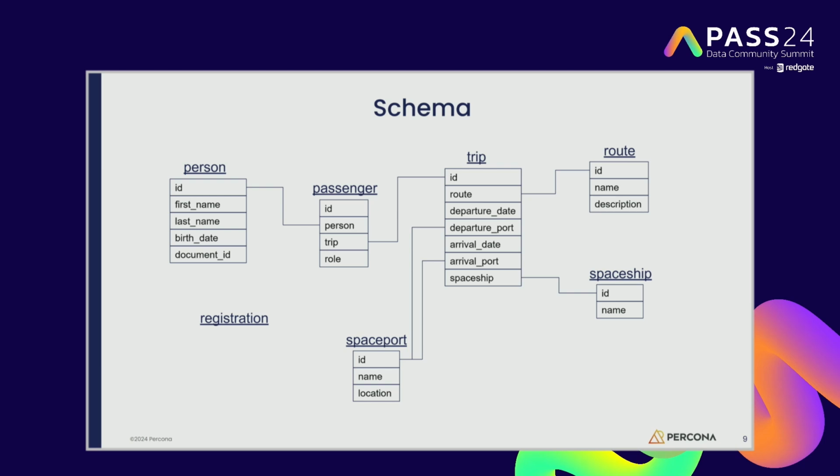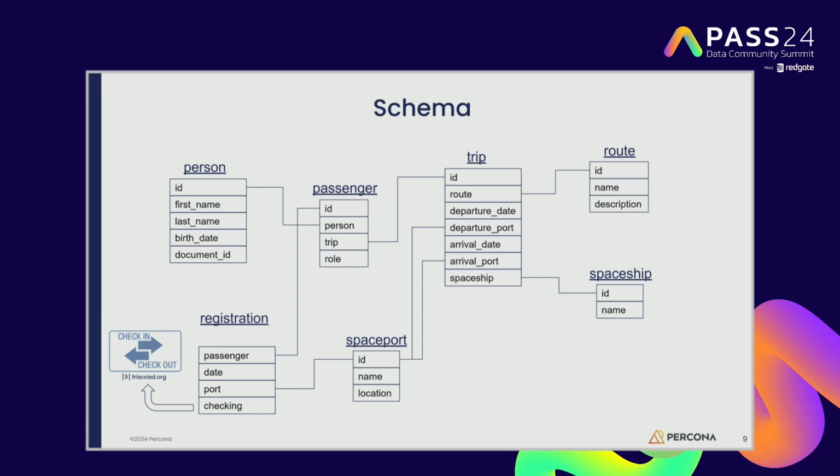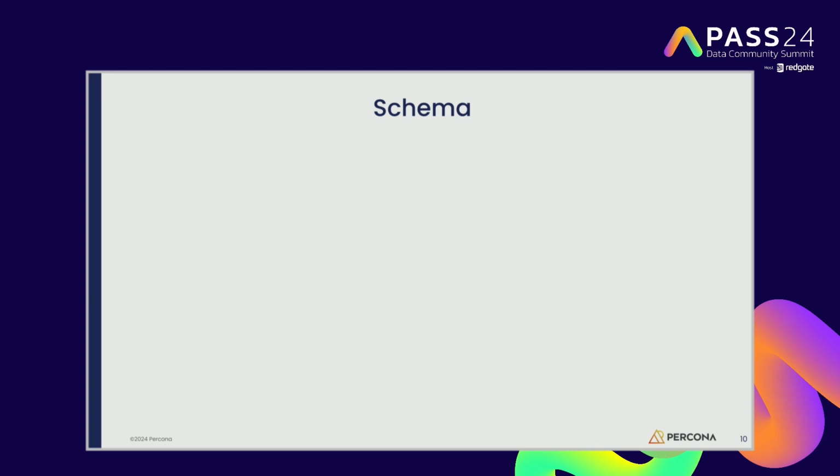And finally, we have our registration system. And the registration is for a passenger and a particular trip, right? Well, the passenger has the trip in here, in fact. Sorry. So the passenger, a date, a port where it does the check-in and check-out, right? And an ID again. So that's the schema as I saw it in the beginning of the project and how I try to implement the product around it. Okay?